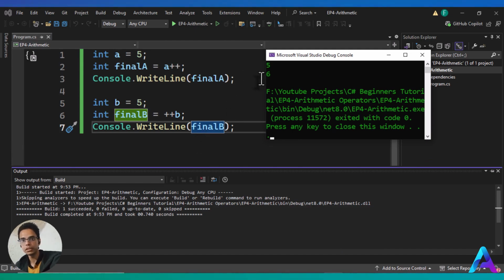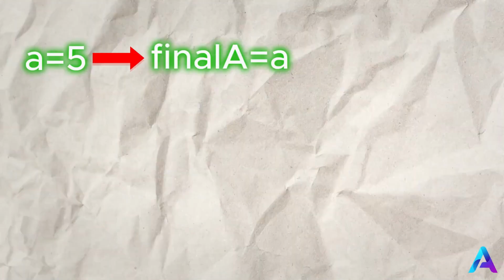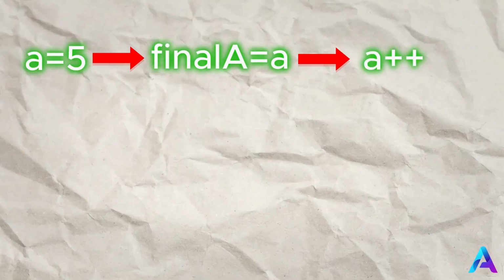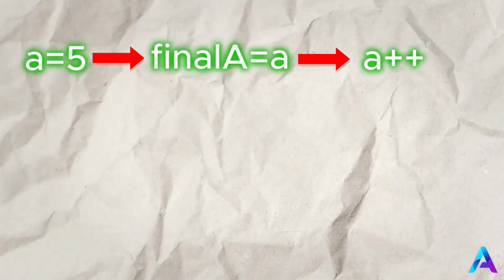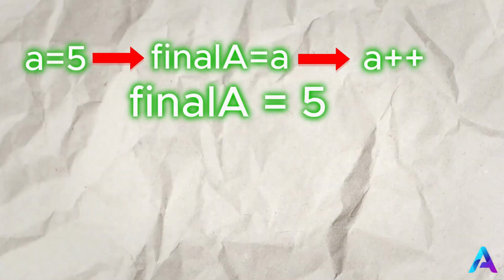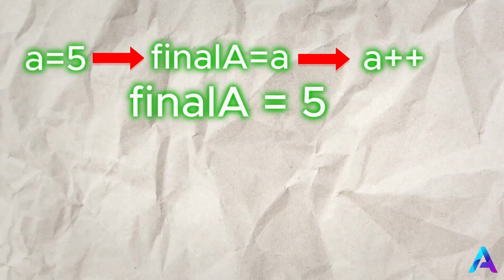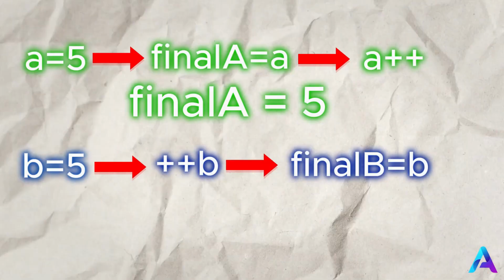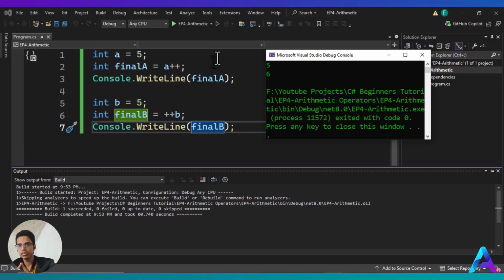So why did that happen? In the first case, we transferred the data of a variable to final a variable, and then with the plus plus sign, it added 1 to a variable. So our final a here is 5, because when final a got its value from a, the a was still 5. But in the b case, we have plus plus b. It means first b got addition 1, and then the final b got its value from b that already had a plus 1. It's a little tricky, so be careful with that. If you didn't understand this part, please watch it again.